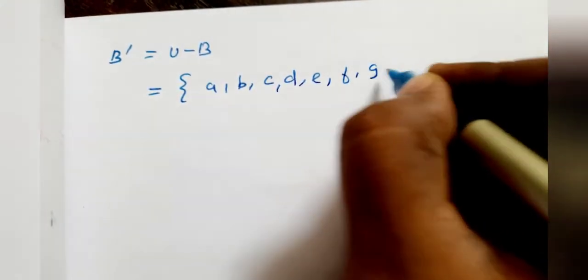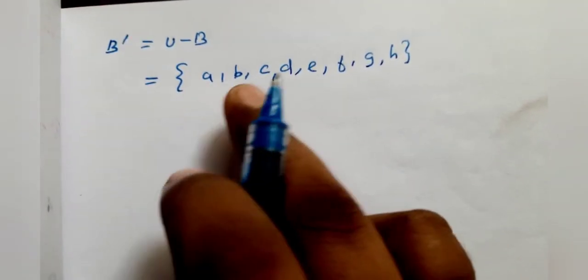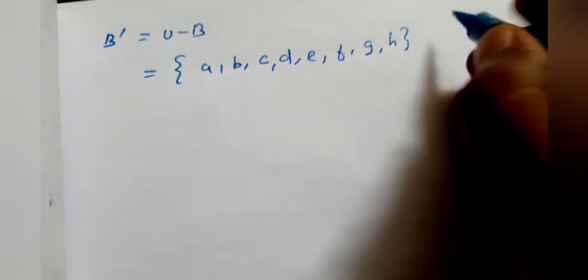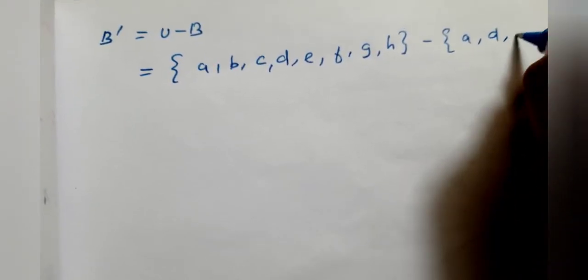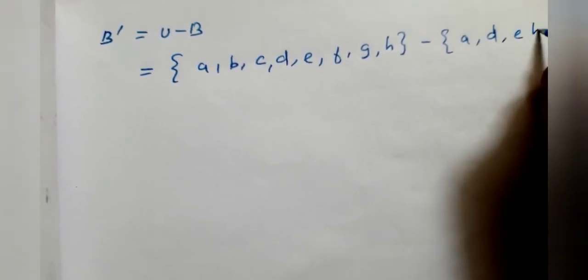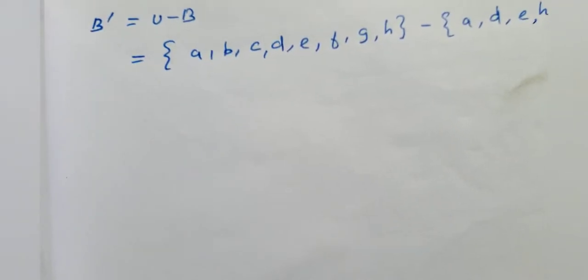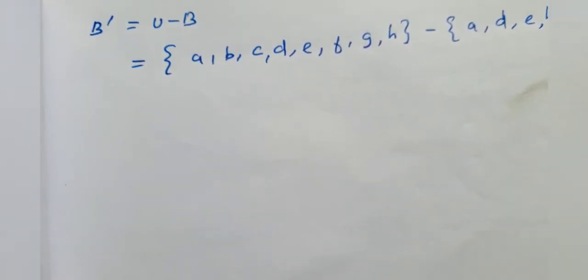Now we shall go for the B dash. What is B dash? It is U minus B. The universal set is A, B, C, D, E, F, G, H. Then the set B means A, D, E, H. So we have to remove the elements of B and the common elements.